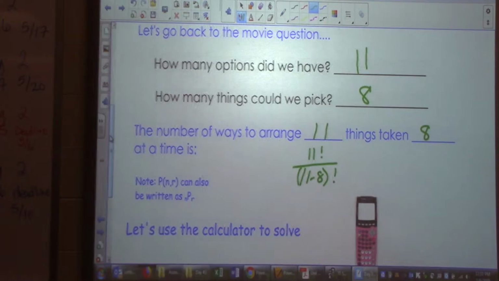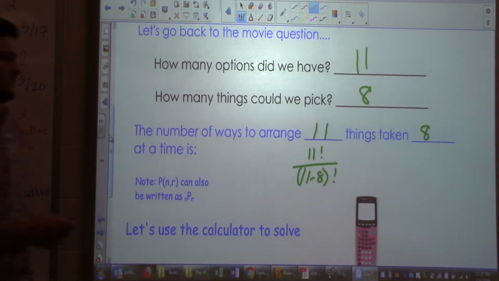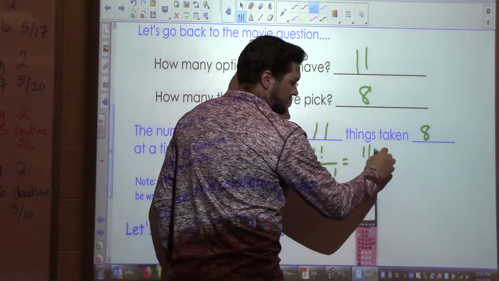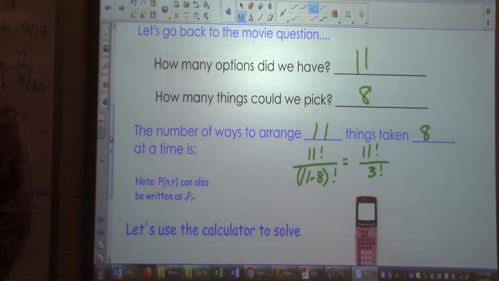Did you do that in your calculator by chance? If you want to put in there, you can do 11 factorial over 3 factorial. So 11 minus 8 is 3.